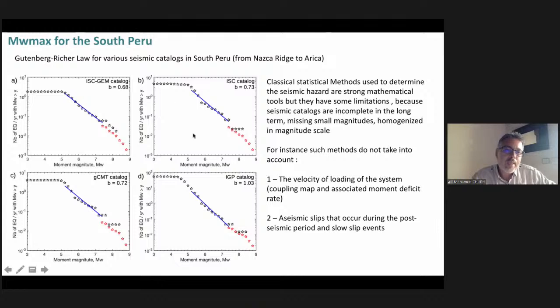Also, this typical manner of providing maximum magnitude and recurrence time does not take at all into account the velocity of loading of the system. This is what we call the moment deficit rate, which we compute from an interseismic coupling map. And it also does not take into account all the slip that is aseismic and that occurs during the post-seismic period or slow slip events.